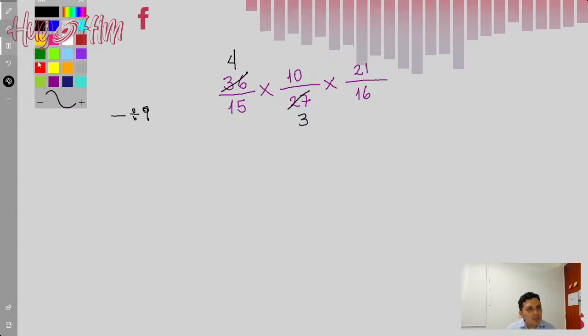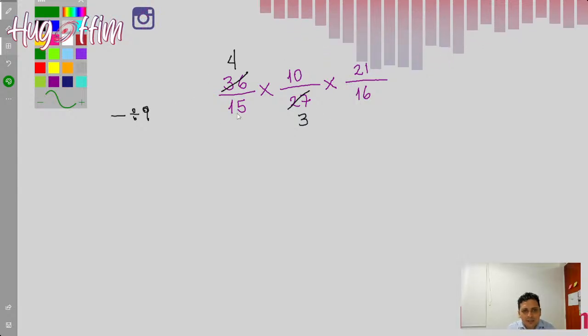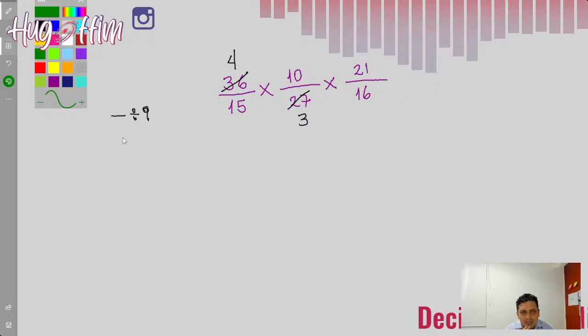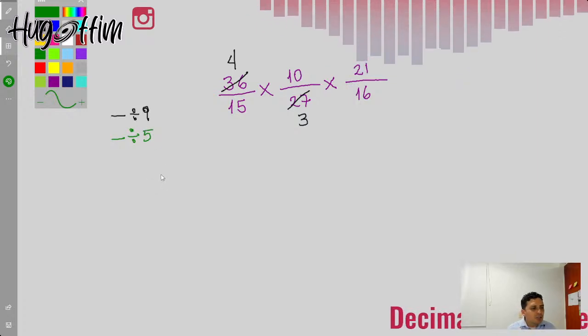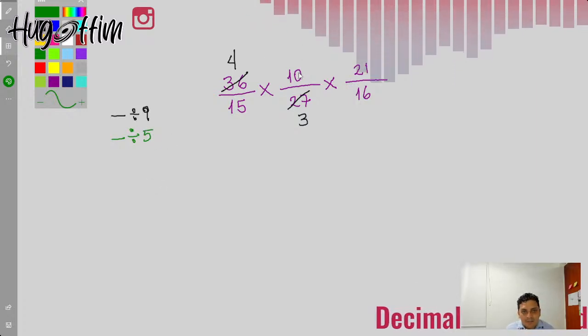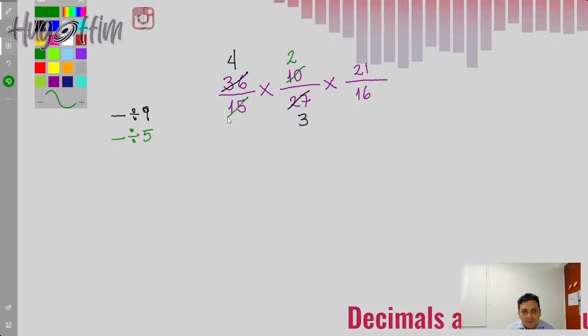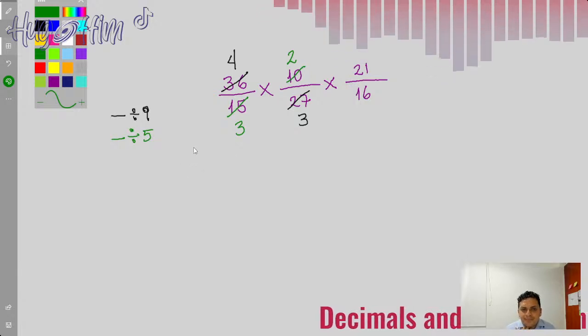Now I'm going to use another color, maybe green, to identify another common factor. There are many common factors here. For example, let's say between 10 and 15, I identify that there's a 5 as a common factor. So I'm going to divide by 5. 10 divided by 5 is going to be 2, and 15 divided by 5 is going to be 3.